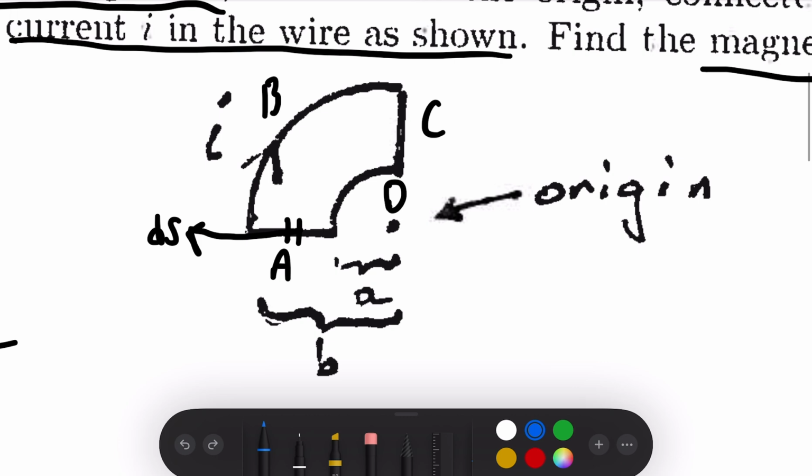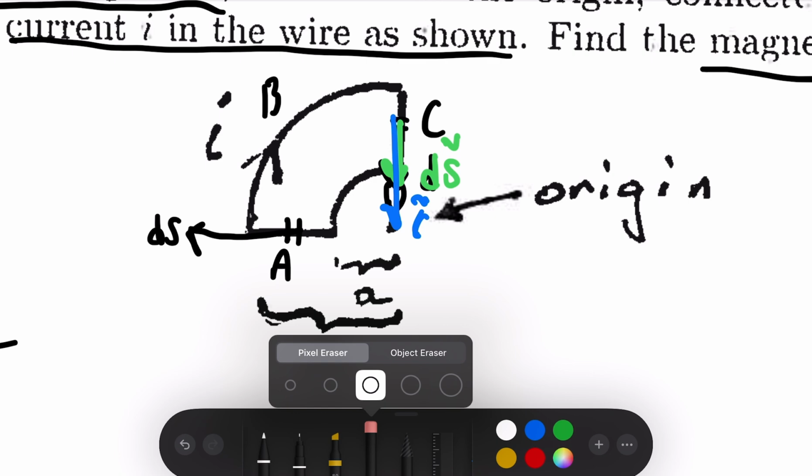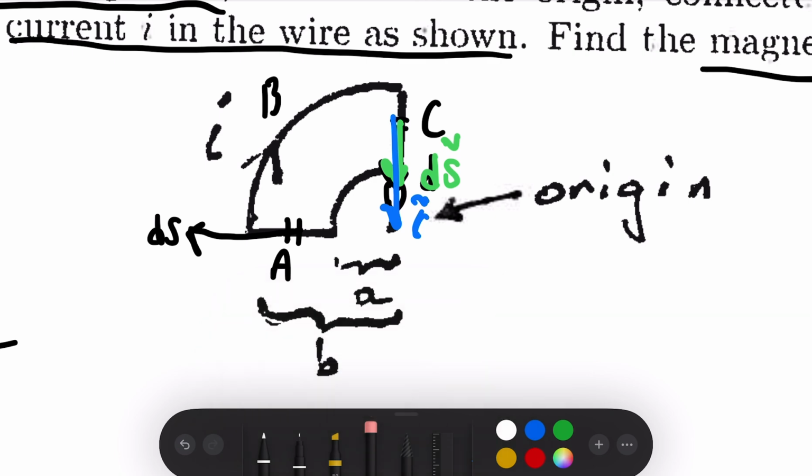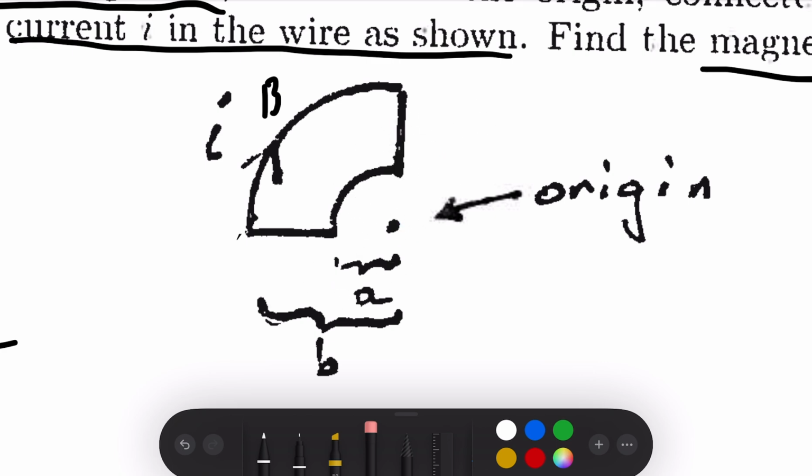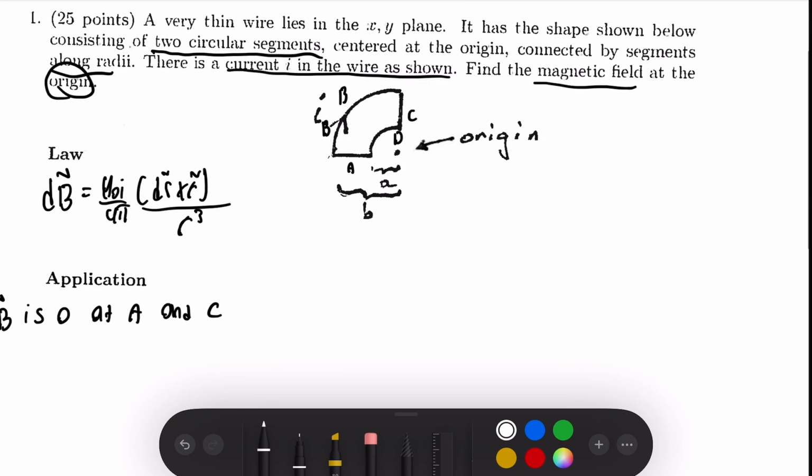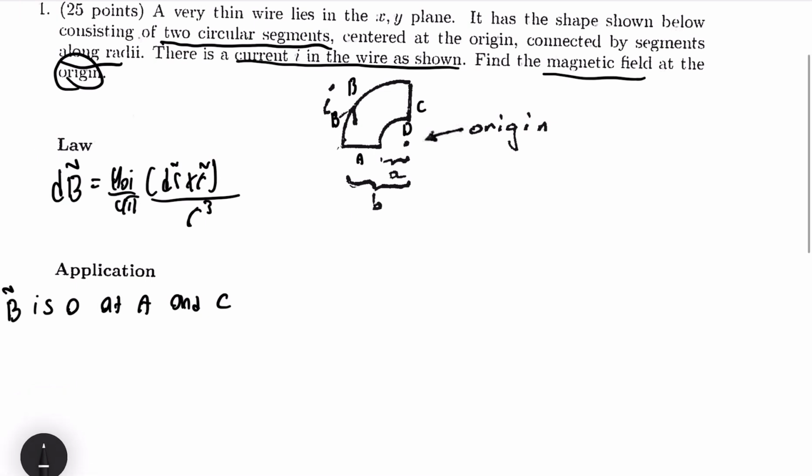Same for C. If I draw my ds vector, which goes in the direction of the current, ds goes this way, and r also goes this way, so they're still parallel and the cross product is equal to 0. Even though they're going different directions in segment A, they're still parallel to each other, so the cross product is going to be 0. So it's A, B, C, D. Segments A and C are equal to 0, so basically we're just dealing with the arcs in this case.